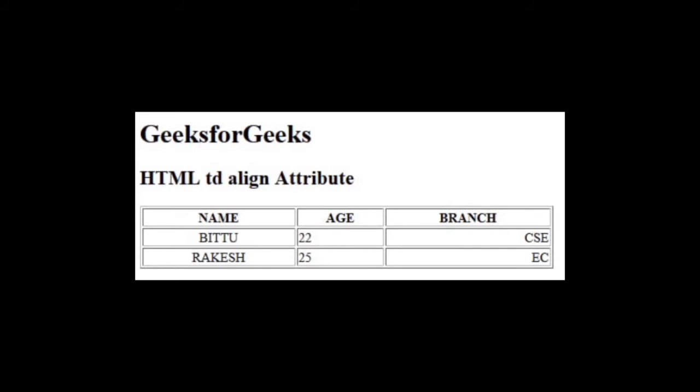So here you can see under the name column all the text is aligned to the center, and under the age column you can see that all the data is aligned to the left edge of the cell. And under the branch column you can see that all the text is aligned to the right edge of the cell. So this is the use of the align attribute. It is used for the horizontal alignment of the text.